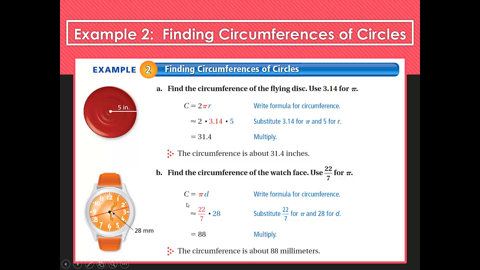So we're going to use the formula C equals pi d, or pi times diameter. For this problem, we're going to use 22/7 for pi, and we're going to multiply that by 28. When we multiply 22/7 times 28, we'll get 88. So the circumference is about 88 millimeters.